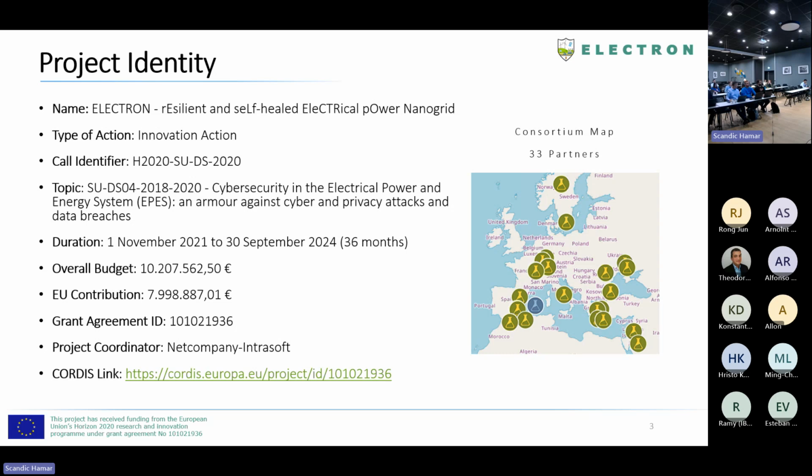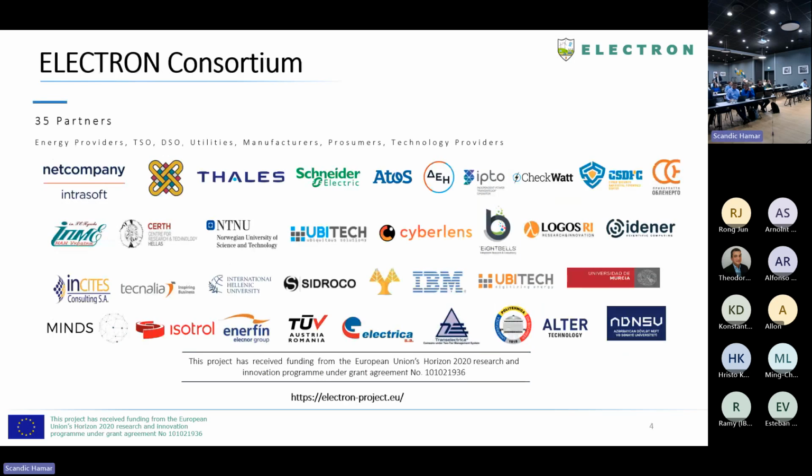And in general, the goal of the project is to provide cybersecurity and safety services, especially designed for the energy domains. The consortium of ELECTRON is composed of 35 partners, combining industries, SMEs, research centers, and universities, in order to create a collaboration model that can handle various security scenarios that will be discussed later.